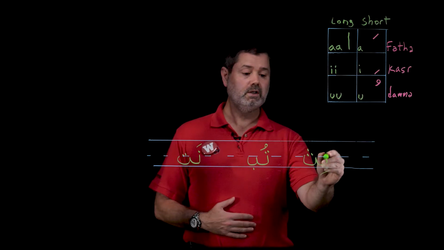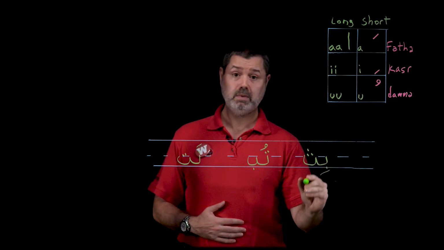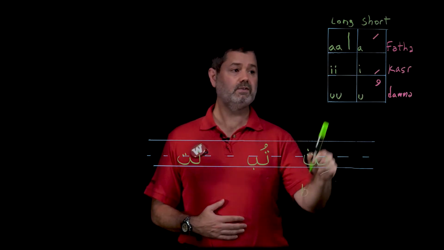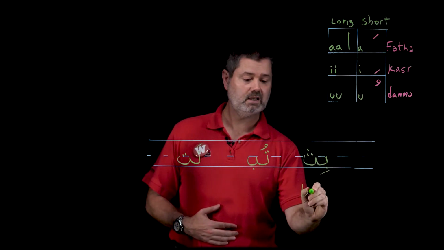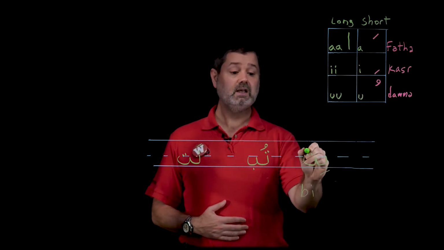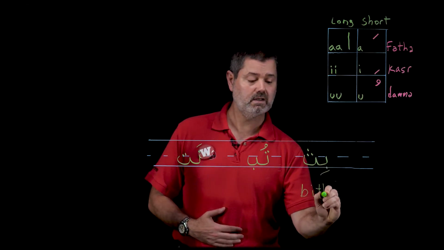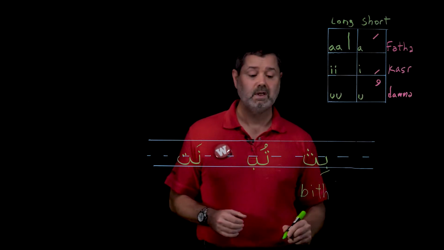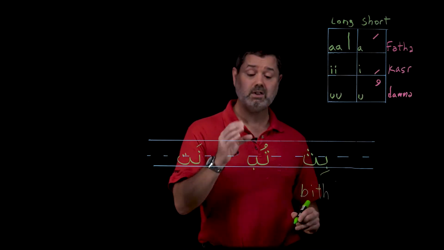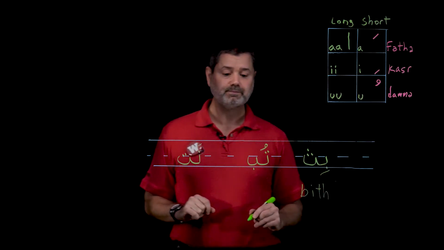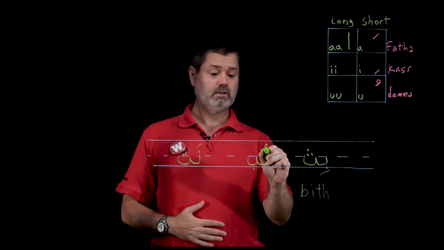So here, I've got a ba. Which short vowel do I have? It's the kasra, the i. And three dots is tha. The word bith. Remember again, short vowels are actually going to be short in length. So bith, bith.